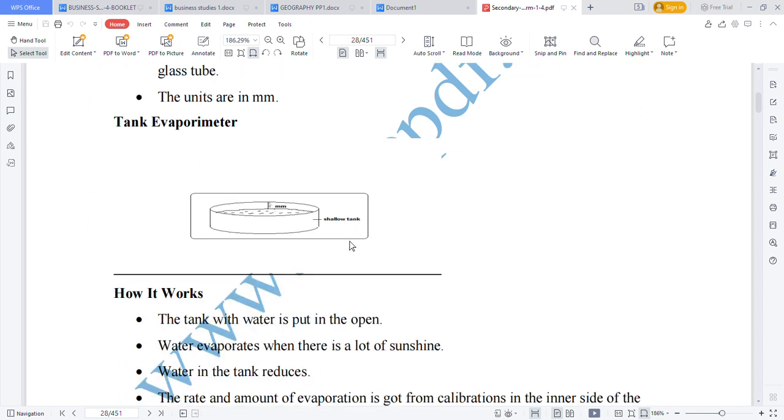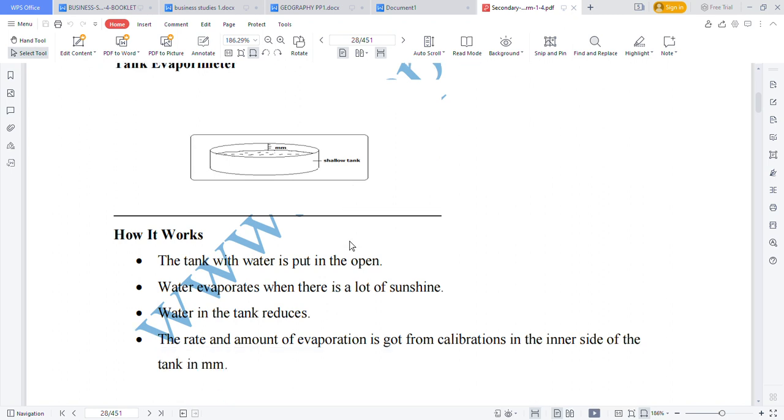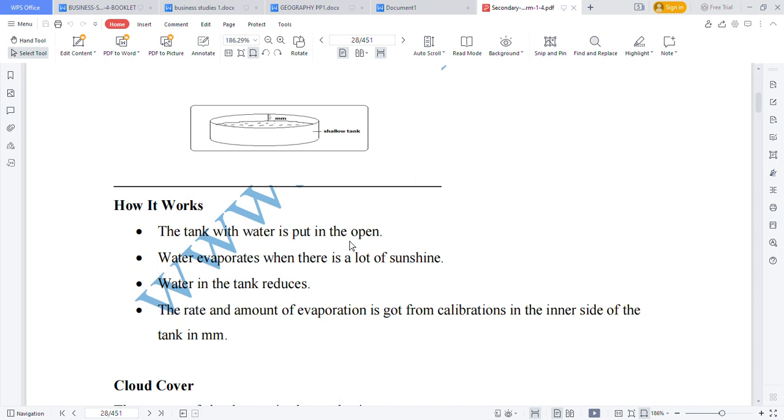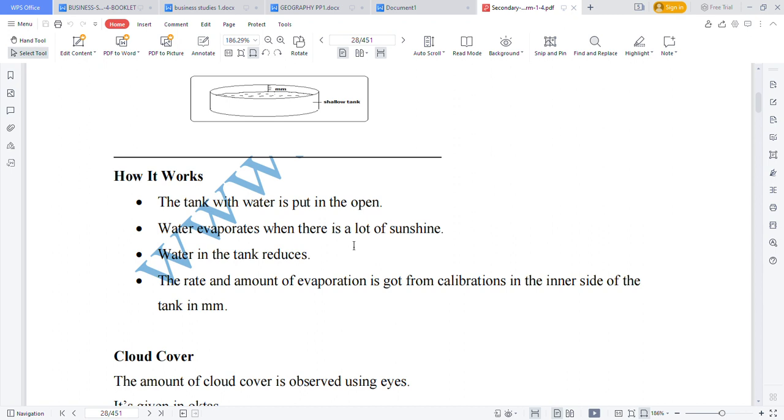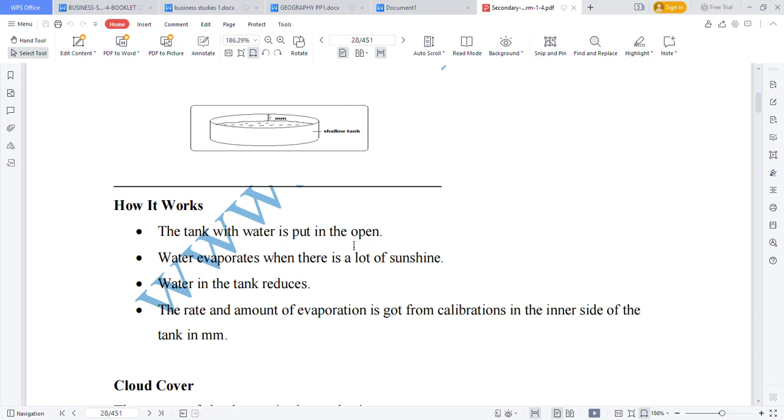Let's talk about the tank evaporimeter. Tank, just as the name suggests. You have a shallow tank that is calibrated. How does a tank evaporimeter work? The tank with water is put in the open. Water evaporates when there is a lot of sunshine, and water in the tank reduces. The rate and amount of evaporation is gotten from the calibrations on the inner side of the tank in millimeters, as you can see in the diagram.